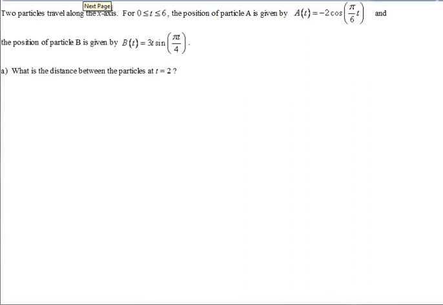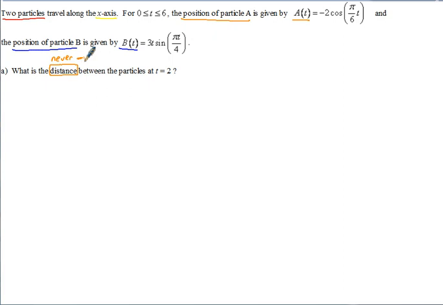Finally, let's take a look at another one traveling on the x-axis, but this time we've got 2 particles rather than just 1. It says the position of particle A is given by a of t, so that's one position function, negative 2 cosine of pi over 6 t, and the position of particle B, another position function, is given by b of t equals 3t times the sine of pi t over 4. So part A says, what's the distance between the particles at t equals 2? Distance, kind of like speed, is never negative.